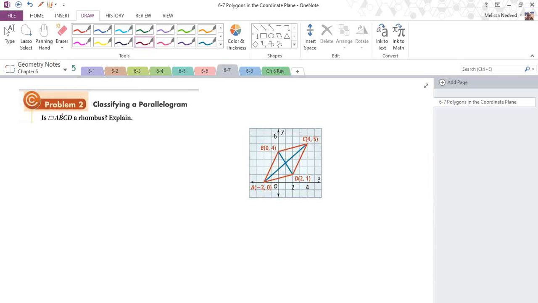It's not right or wrong. It's just a little bit more efficient, a little bit faster. So you can approach these however you want, but in this case, I'm going to use the fact that if the diagonals are perpendicular, then it's a rhombus, because it's just going to save me some time in my calculations. So we need to know if the diagonals are perpendicular.